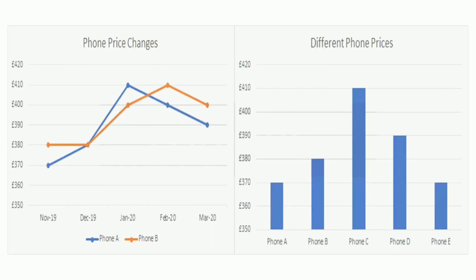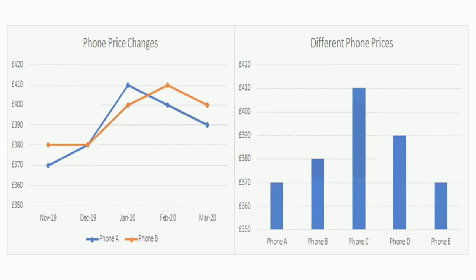fully different from the previous one. Now look at the second bar chart. Here we are given different phone prices, like we are given the price of phone A, B, C, D and E. Now there is no progression according to the time. The changes are not according to the time. The changes are according to the products. So in this, the prices of every product are at the same point in time.